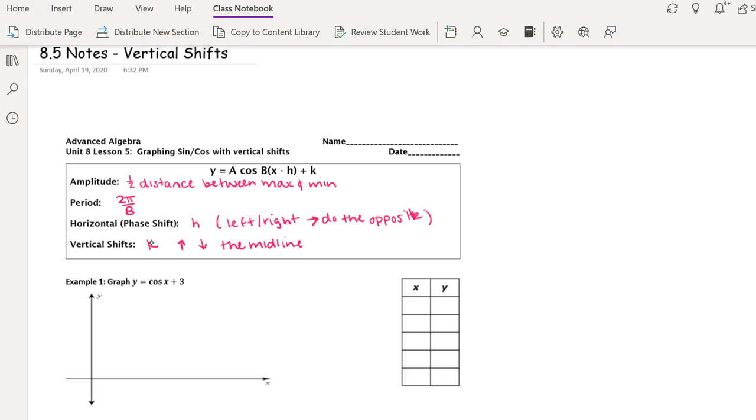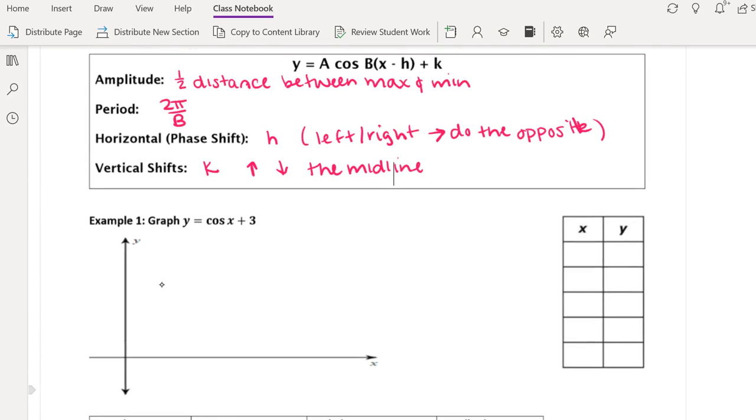So in the first graph, we're looking at cosine of x plus 3. So the first thing that we need to make sure is, what is our amplitude? The amplitude is 1. Okay, so when you have a vertical shift, we're going to take the amplitude plus the k value. That's going to be your maximum. And the amplitude minus your k value is going to be your minimum.